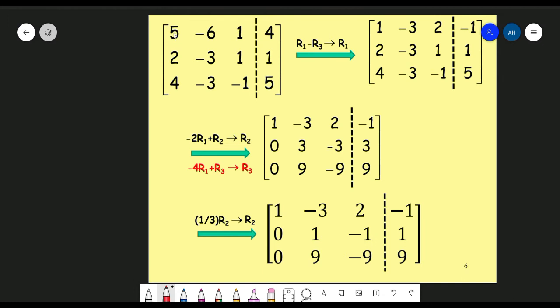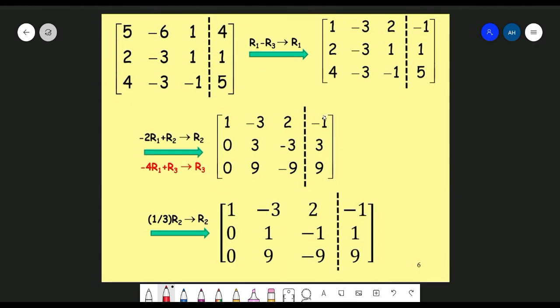For example, 5 minus 4. Row number 1, we have 5, and row number 3, we have 4 over here. So 5 minus 4 is equal to 1, right? So we can use that information to get 1 in our first row. So to get 1, we subtract R3 from R1, or R1 minus R3, and then write the answer in row number 1. So if we do that, let's see what happens.